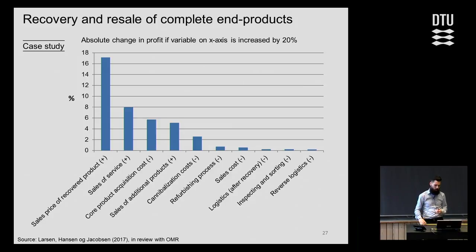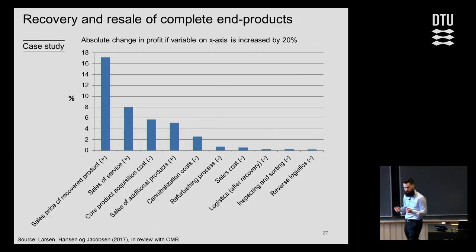So it appears that the sales price of the recovered product has the largest impact, and the other factor that has a large impact is the sale of the service of the product, for servicing that product once it has been sold. The cost of acquiring that product, that's the third one, also has an impact. And then the fourth one, that's an interesting one.